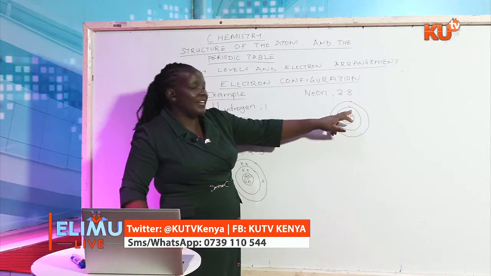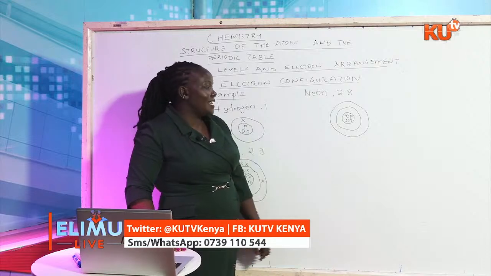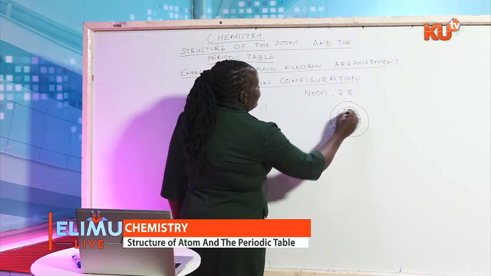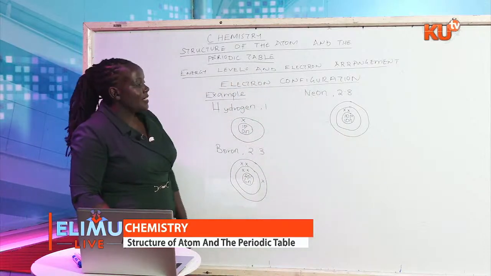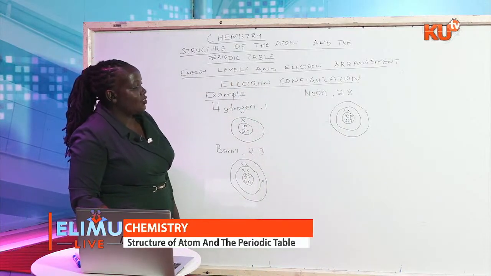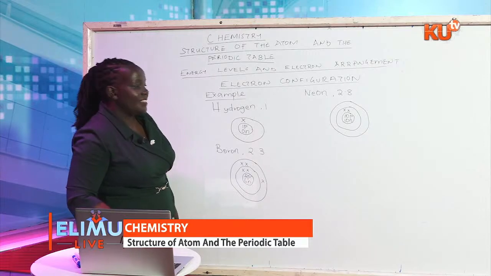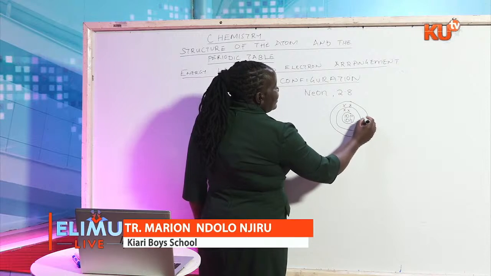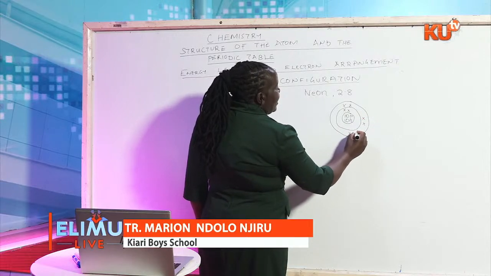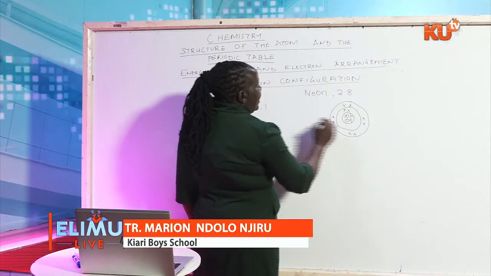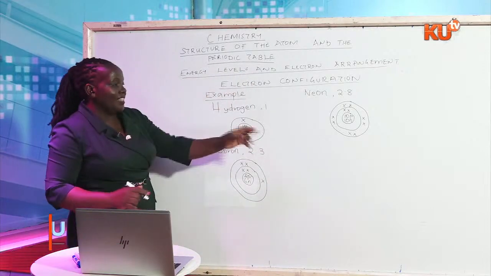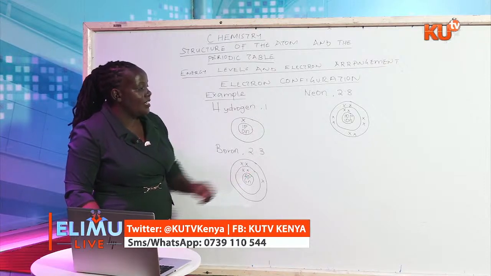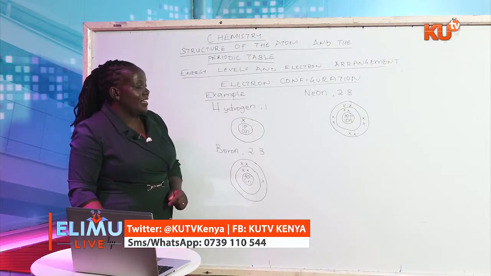Then move on to the first energy level. The first energy level has 2, so we have 2 electrons there. The second energy level has 8. So we have 1, 2, 3, 4, 5, 6, 7, 8. So the electron configuration of neon will look like that in a diagram.